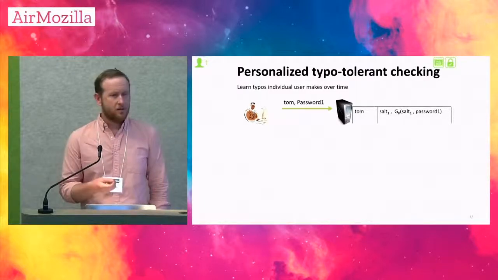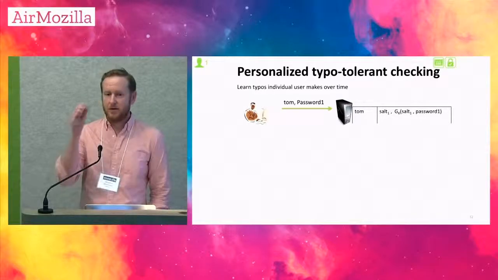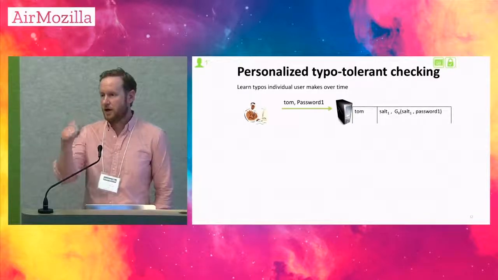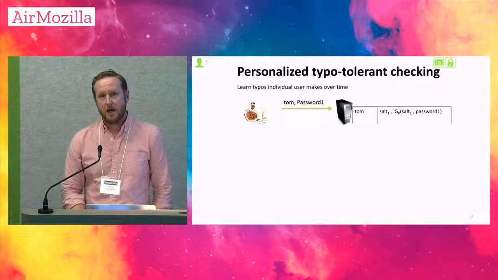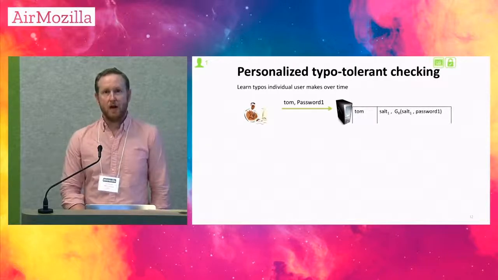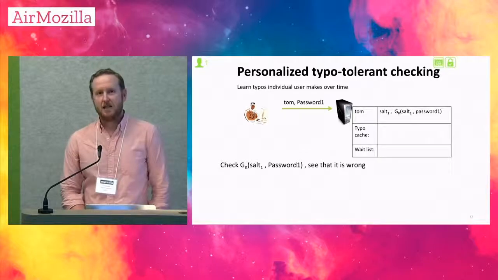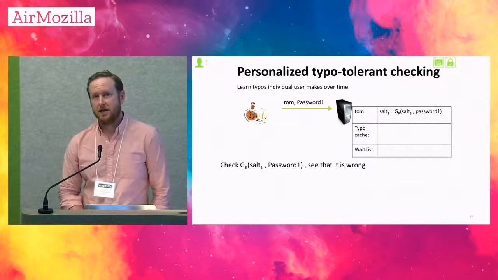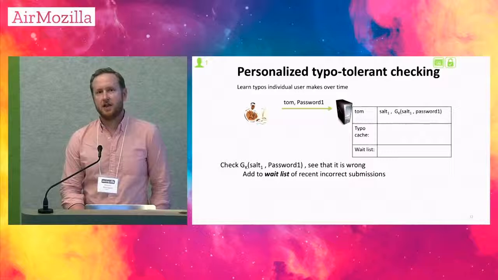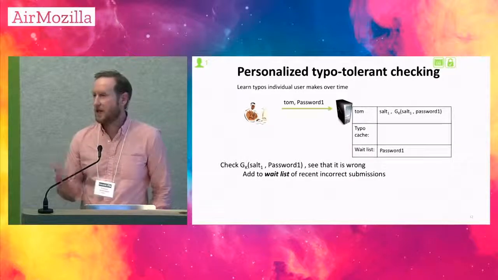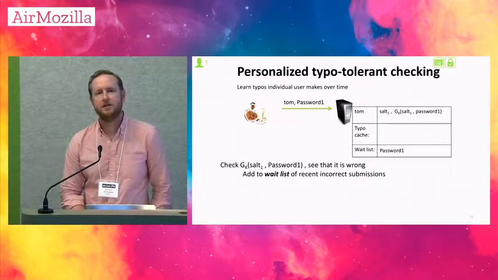We have a system that's stateful, and we're going to learn over time the particular typos that a particular user makes, and we're going to do that as we proceed. So say I mistype and do password 1. Well, what we like to do is something like this. We're going to check to see if it is correct, and it's not. And so we're just going to add it to a waitlist of recent incorrect password submissions.